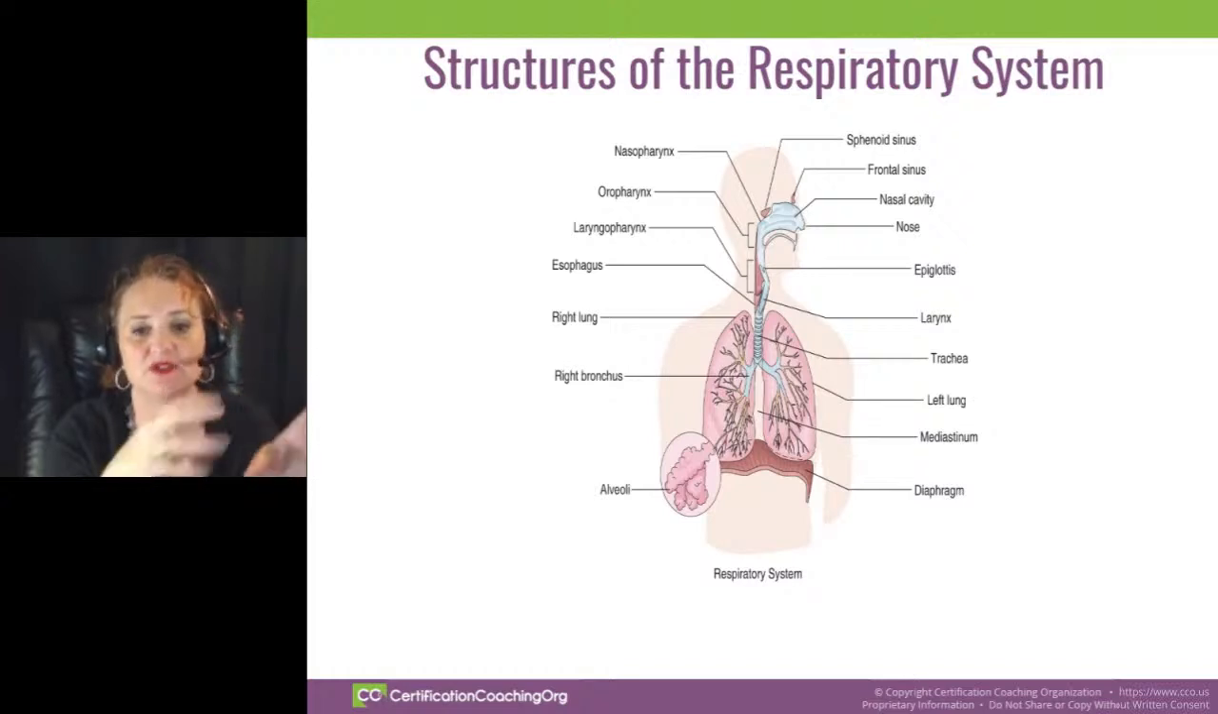Then if you look, the nasopharynx, again, is the area between the nasal and the throat cavity. The oropharynx is the back of the throat. The laryngopharynx is down by the larynx. Esophagus, of course, and then your lungs.